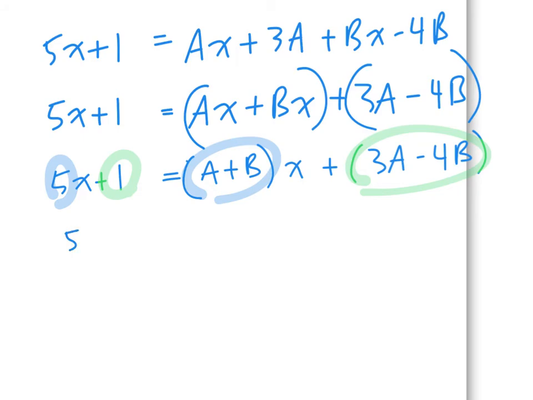Okay, so 5 is equal to A plus B, and 1 is equal to 3A minus 4B. The question now is, how do I solve for A and B? Substitution? Yes, you can use substitution. What else can you do? Elimination. Now that we're on chapter 7, you can also use a matrix. Yes, you can use a matrix.